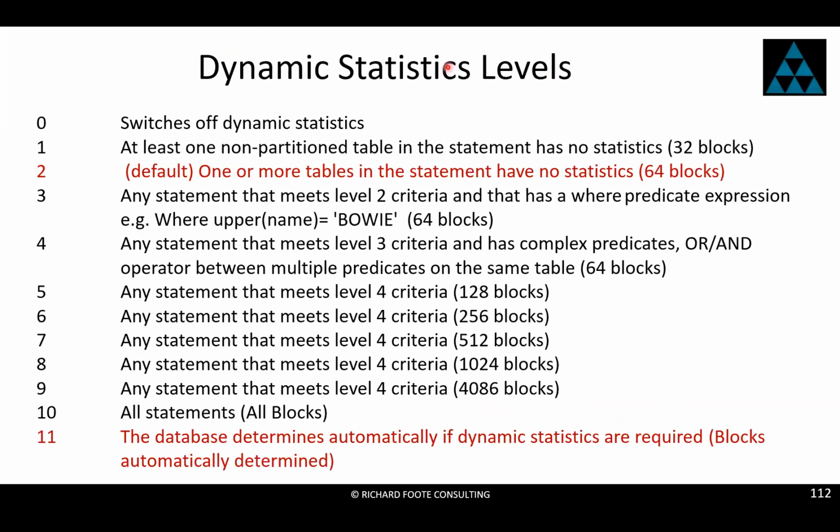So there's a whole bunch of different levels. I guess the two things I want to mention are, by default, all things being equal, it uses level 2, which means we only do dynamic stats if there are no stats. But there is a new level 11, which could be the default. We'll discuss how we can set that in a minute, where it can do a much more vigorous examination of the data on the fly.